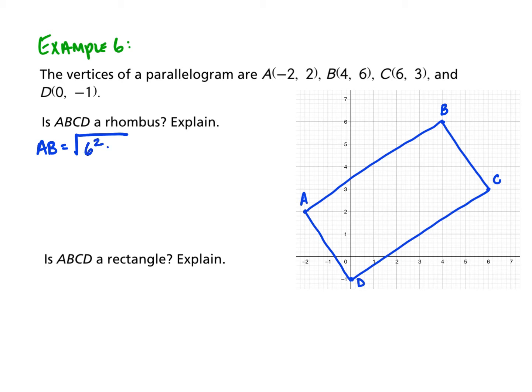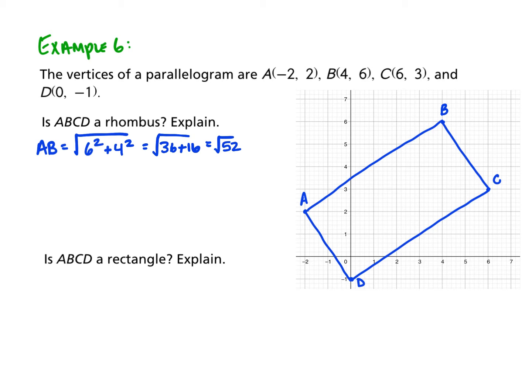So I'm going to do 6 squared plus, and now I need to find my delta y. The y's are 2 and 6, so the difference between 2 and 6 is 4. So my delta y squared is going to say 4 squared, and so that's going to be the square root of 36 plus 16, which is the square root of 52. Now that is the length of AB.